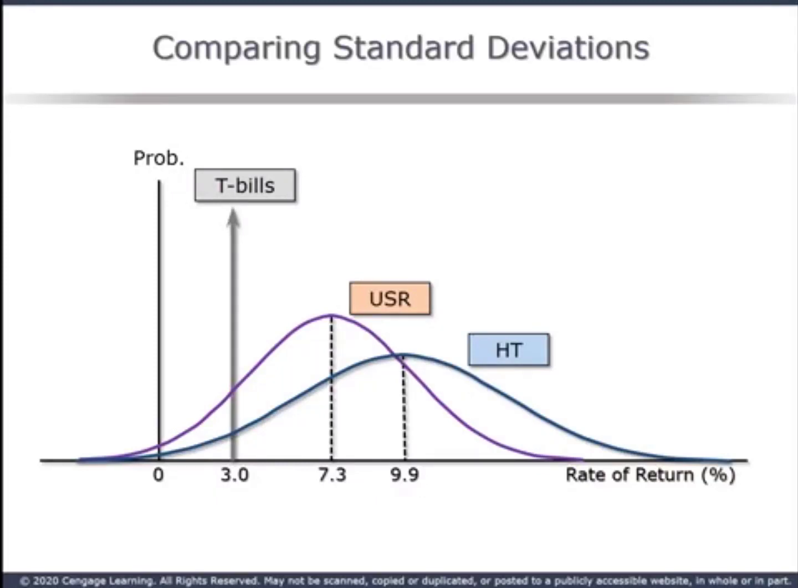The larger the standard deviation is, the lower the probability that actual returns will be close to expected returns. Larger standard deviation is associated with a wider probability distribution of returns. Comparing the standard deviations of the T-bill, HT, and U.S. rubber graphically. The T-bill curve is a vertical line. It has no deviation. U.S. rubber is to the left of high-tech, but is slightly more arched, implying a tighter distribution, smaller.